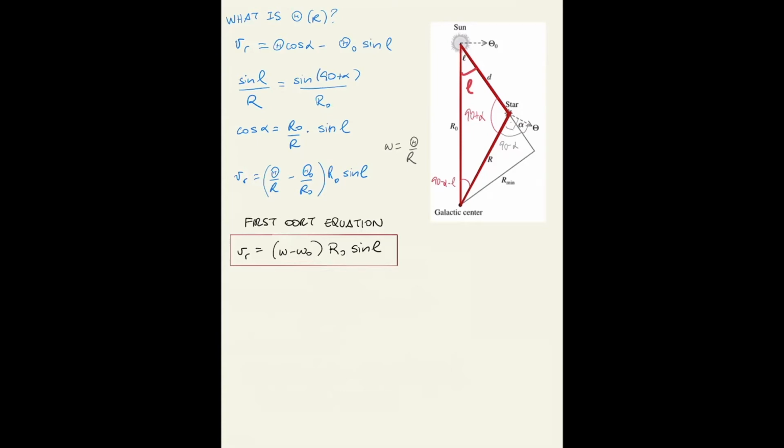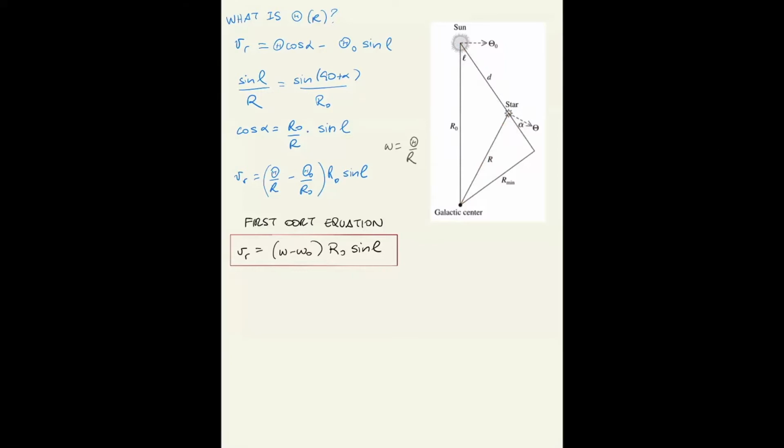So we determined one of the equations, which is the equation for the radial velocity. Let's now determine the equation for the tangential velocity, the tangential velocity with respect to the local standard of rest. Now let's determine that from the Oort diagram. Let's clear up the lines that we drew.